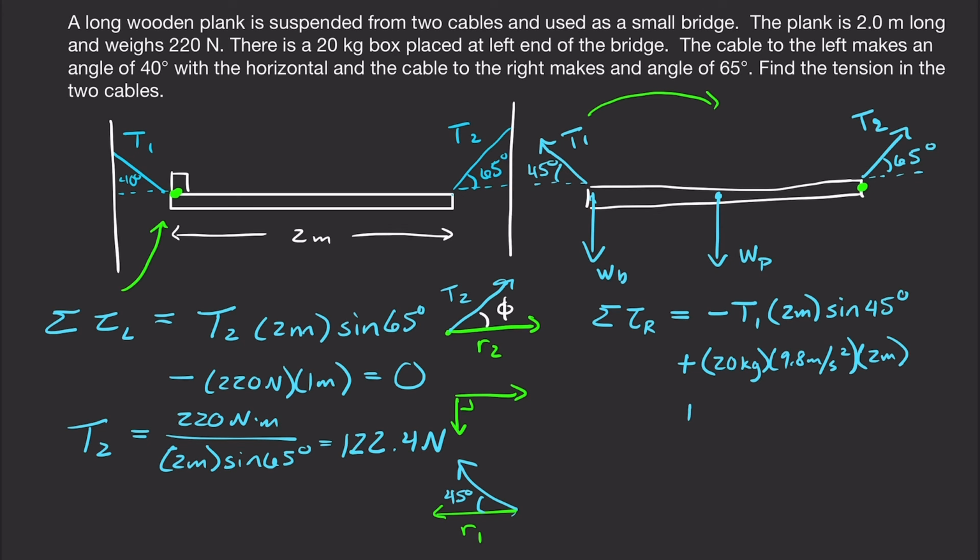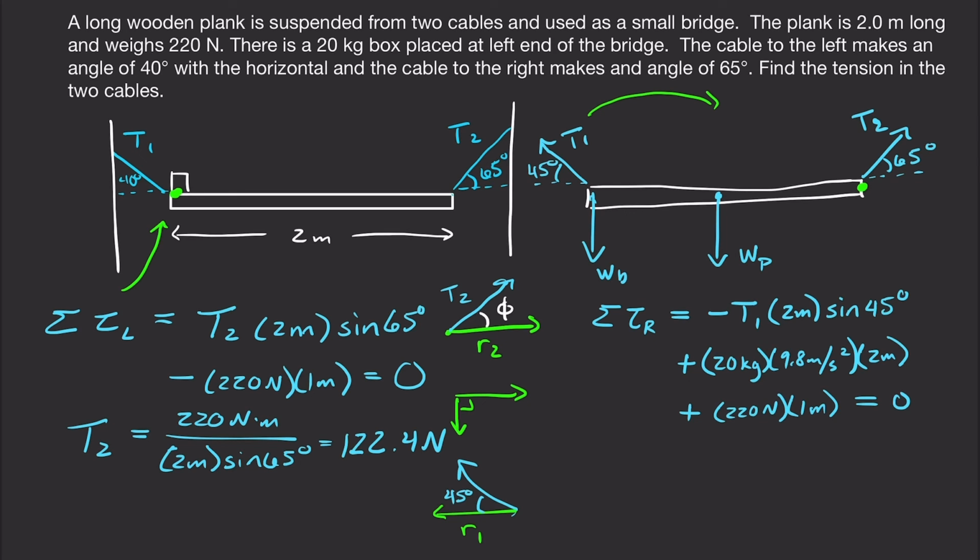And then we get yet another torque from the plank. So that is again 220 newtons. It will be counterclockwise. So it's going to cause a rotation like this. So that will be 220 newtons times its distance away. So again, it's halfway in the middle of the plank, so 1 meter, and it makes a 90-degree angle. So sine of 90 is just 1.